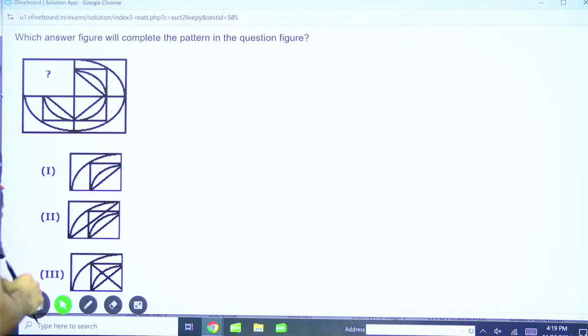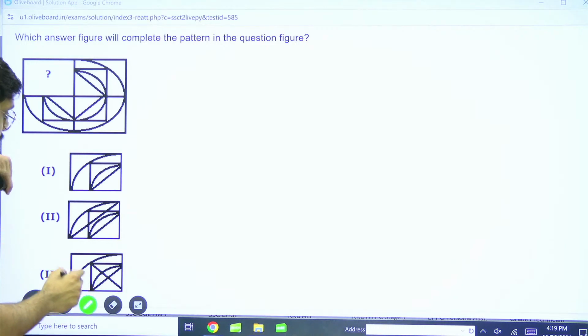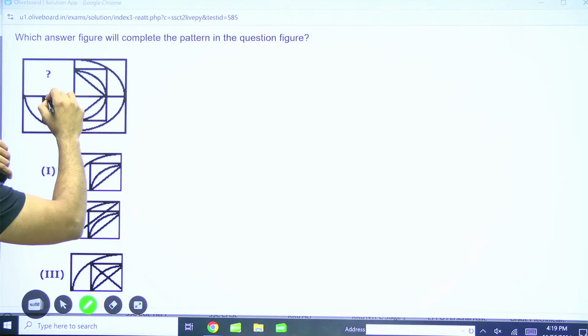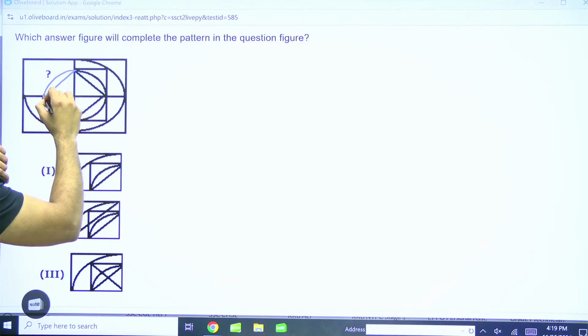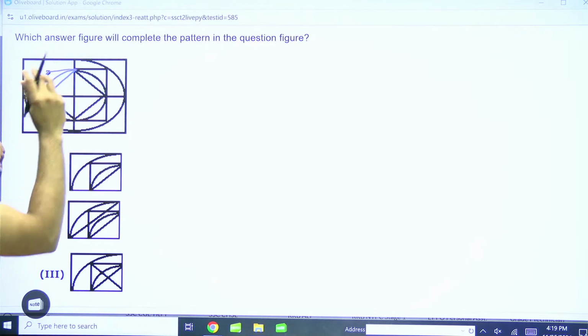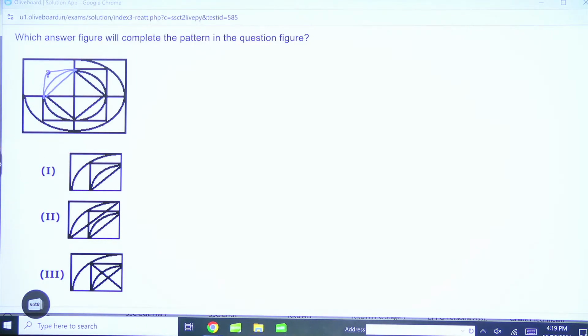12th question from the pattern completion: which option will complete the pattern? I am drawing the pattern directly. Okay, this will complete like this, this will complete like this, and this square will go like this. We should get the figure like this, and the last one should come like this. So this is matching with option number 1, I guess.